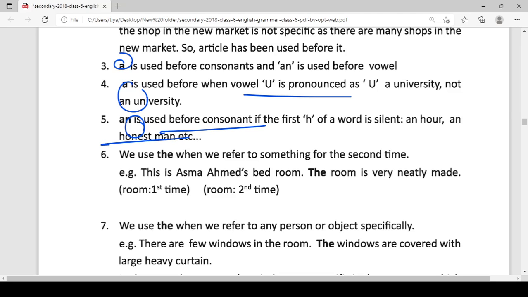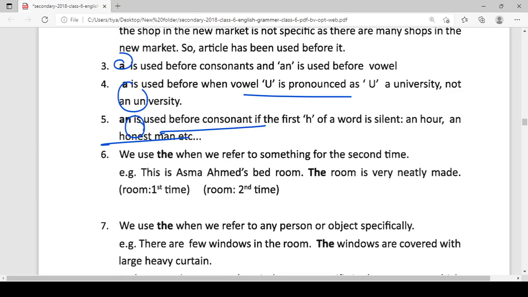So generally we use this kind of phrase also, and we use the when we refer to something for the second time. This is Asma Ahmed's room. The room is very neatly made. So whenever we need to talk about a particular thing that is already mentioned in the sentence, we need to use the again, to emphasize our sentence or words. And when we talk about world famous things, we need to use the.